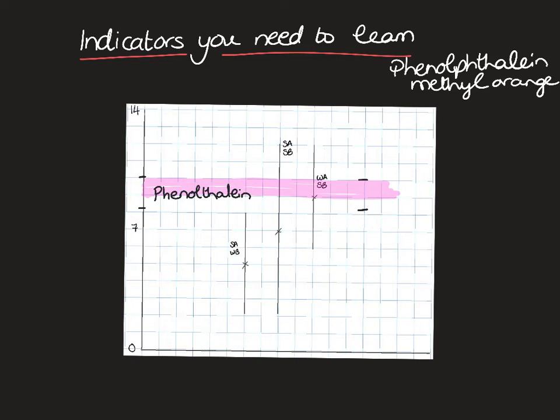So that changes from about 3.1 to about 4.4, 4.5-ish. So we'll just draw this on here.